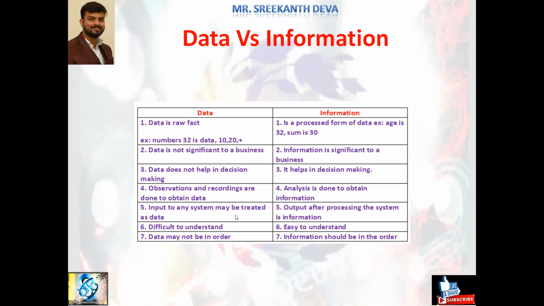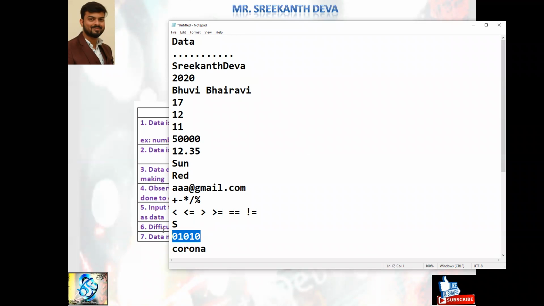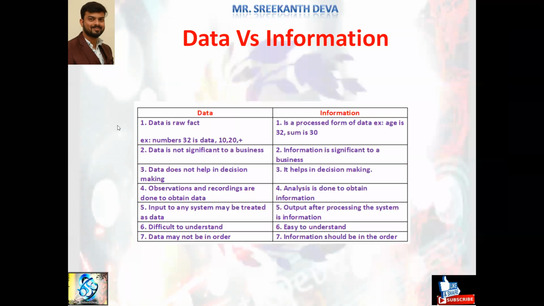Data is very difficult to understand because I provided just one example. It is very difficult to identify what exactly it is, what this symbol is, these symbols, characters, numbers, floating values. It is very difficult to identify what type of data it is. But coming to information, yes, it is meaningful and easy to understand. Data may not be in order, but information is in an ordered, systematic manner. This is the major difference between data and information.